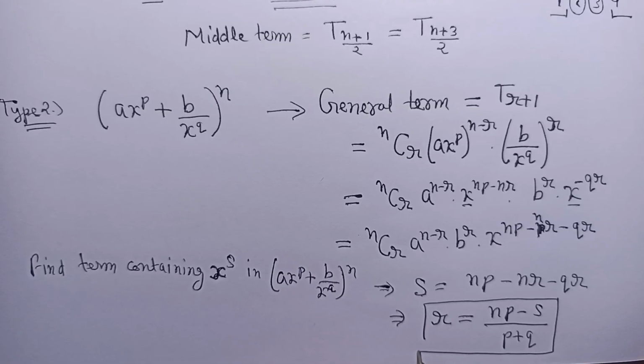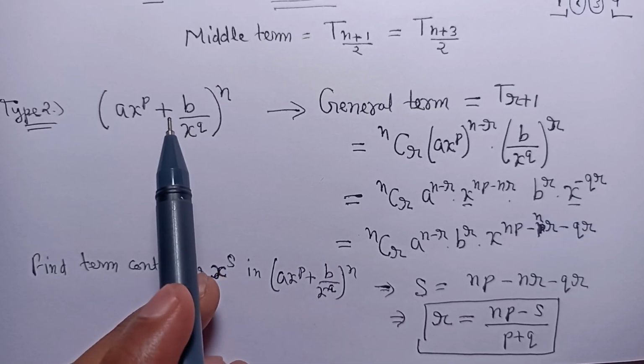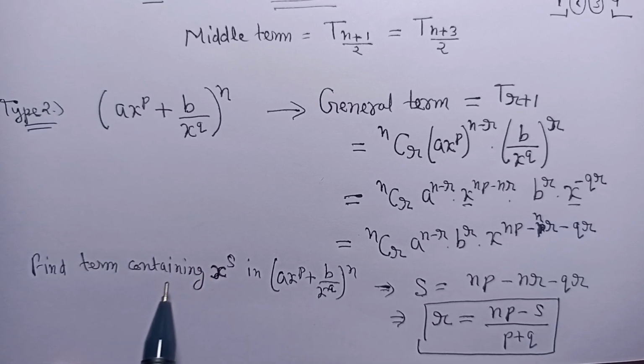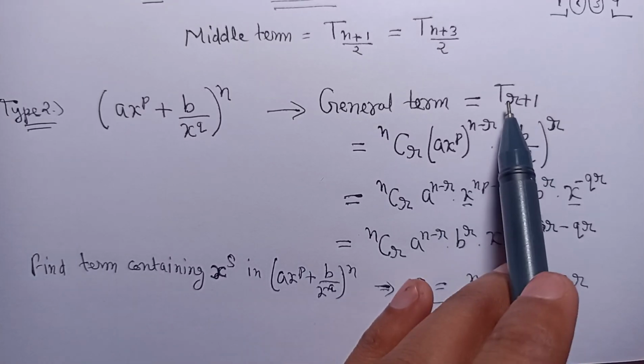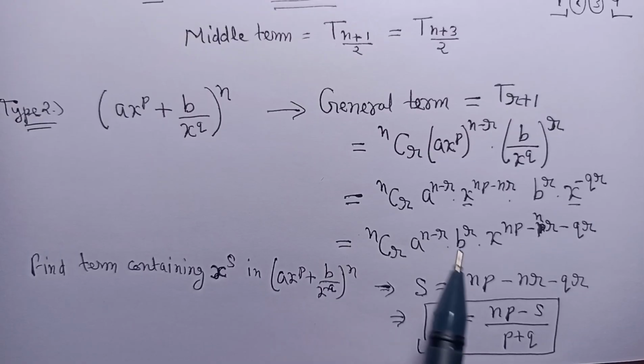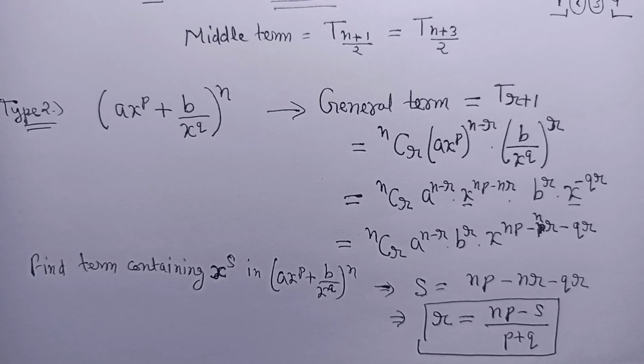Okay. So what we concluded is that whenever you have such a type of expression and in the question they are asking to find a term containing x power s, you have to find the r value with this relation, that is (np minus s) upon (p plus q), and after finding the r value you can find the term containing x power s, that is t r plus 1. Okay, so this is the concept behind finding any term containing x power s. Let's do one example so that it will be more clear.